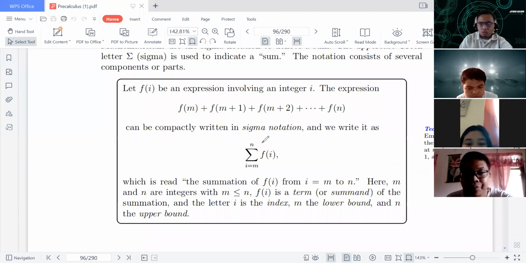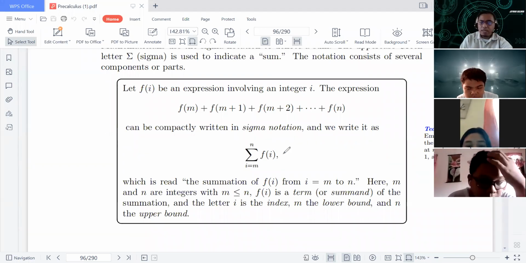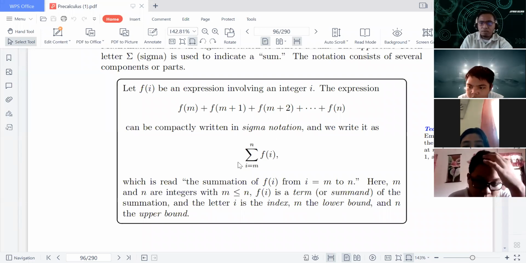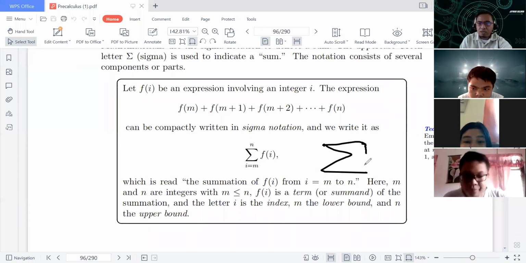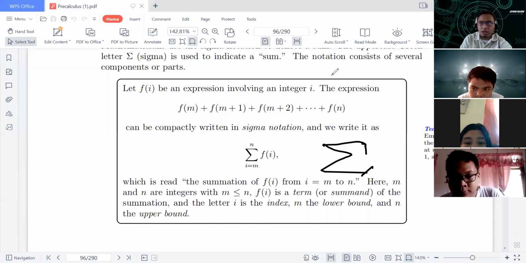So first, what we're going to discuss is what summation is. Summation uses sigma notation. If you can see this notation, that is sigma notation, which can also be read as summation.